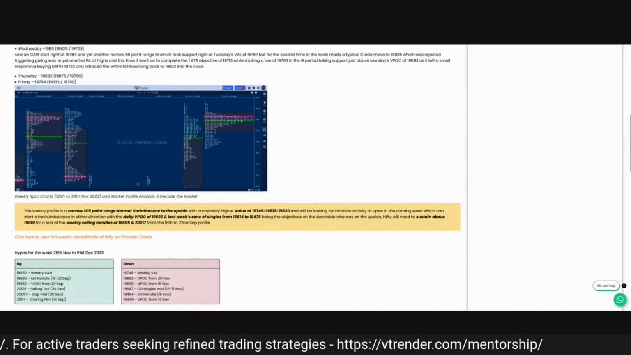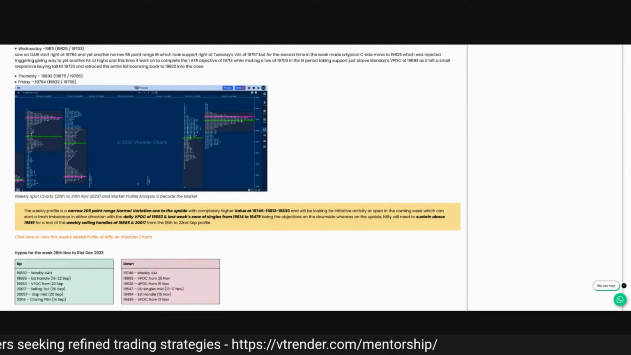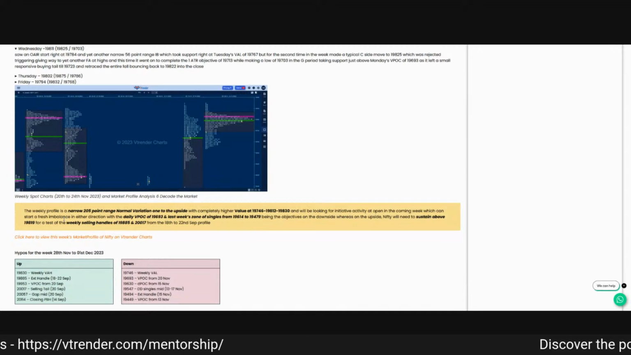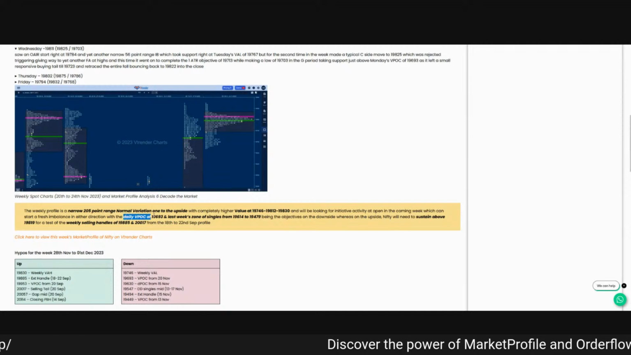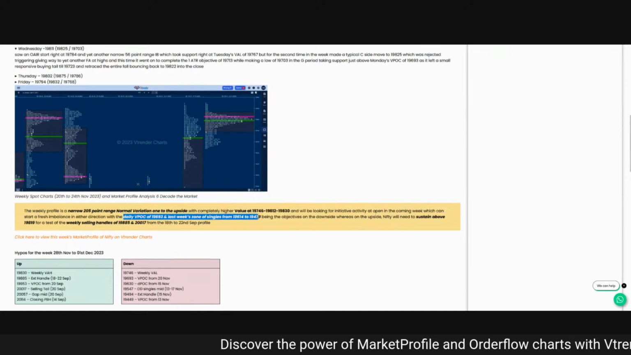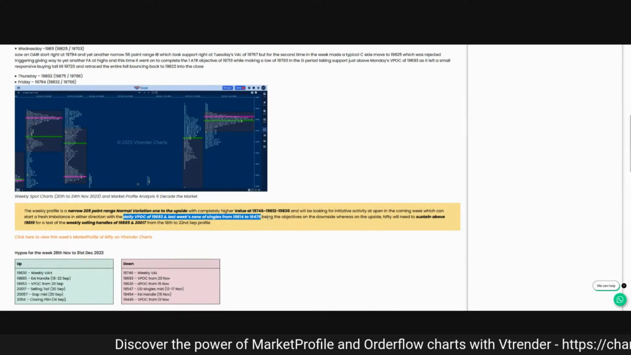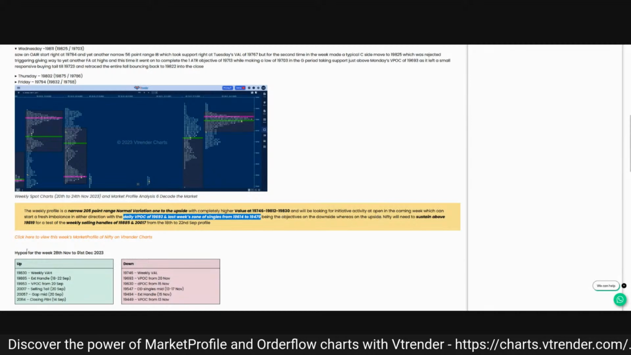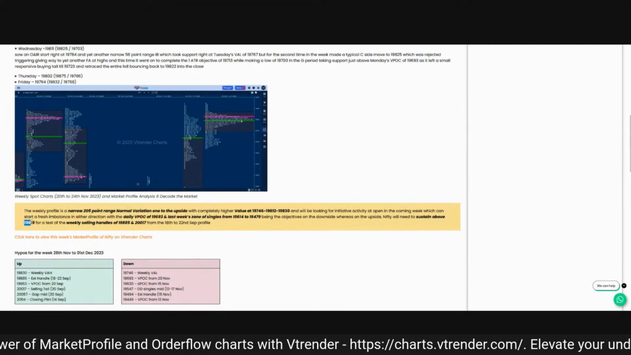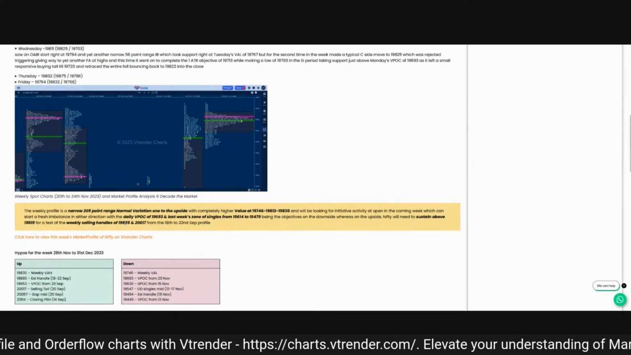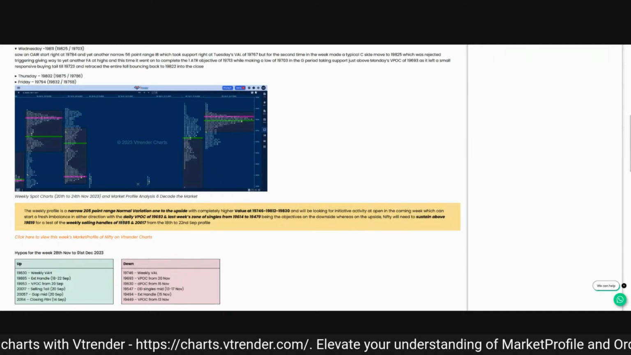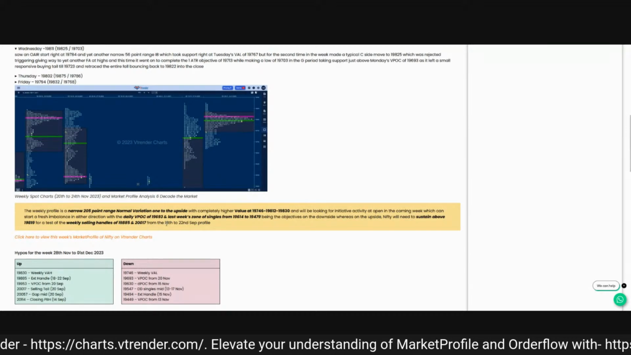So last week's close itself, we were ready for a fresh imbalance because the structure of the market was telling us that. So we had these references. You can see the daily VPOC, and this was the downside level, which was our reference. And on the upside, we had to take out this 19819 and the weekly selling handle of 1985 and 2017.